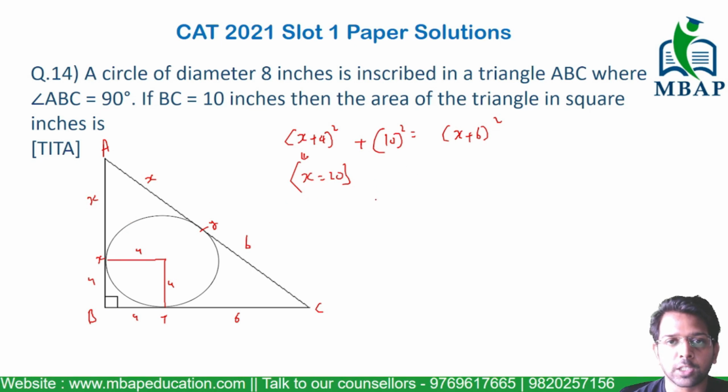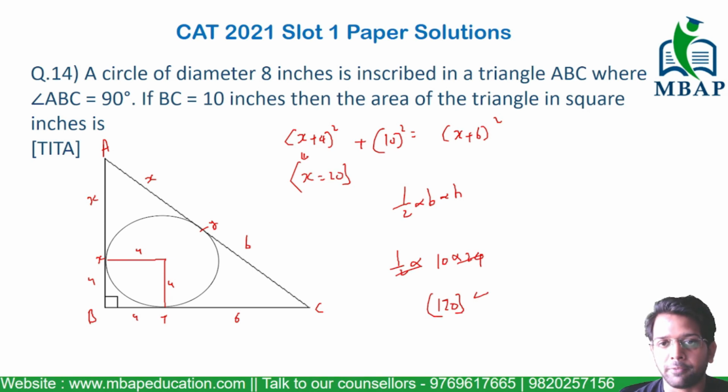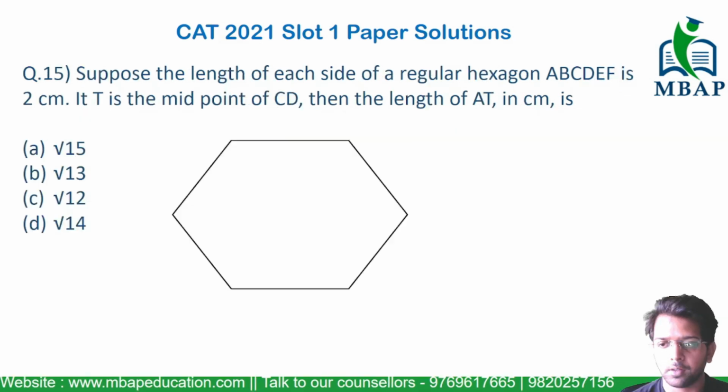Now if the value of X is known, the area of a triangle will be given by half into base into height. Half is constant, the base is known to you, 6 plus 4 is 10, and the height is 20 plus 4, which is 24. So this will be 12 tens are, the answer will be straightforward, 120 square inches to be the final answer for this area of the triangle.